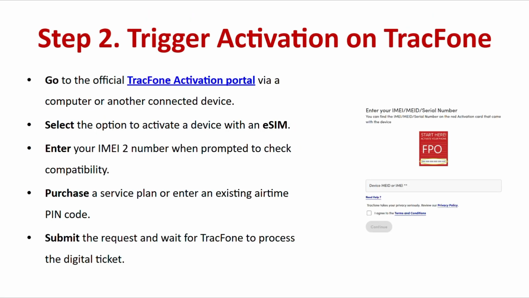Step 2. Trigger activation on TracFone. Go to the official TracFone activation portal via a computer or another connected device. From there, select the option to activate a device with an eSIM. Now enter your IMEI2 number when prompted to check compatibility and purchase a service plan or enter an existing airtime PIN code. Now submit the request and wait for TracFone to process the digital ticket.